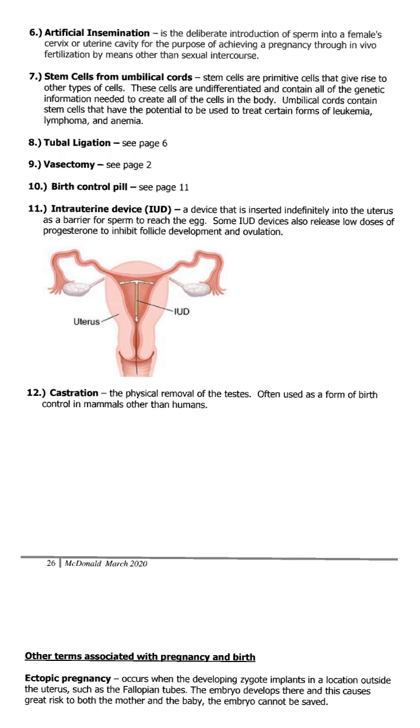Castration is the physical removal of the testes, often used as birth control in mammals other than humans. For example, in dogs, it's called neutering. So there are your technologies.